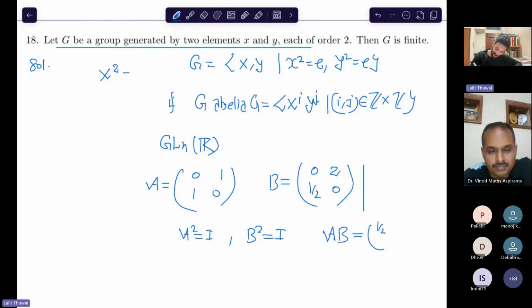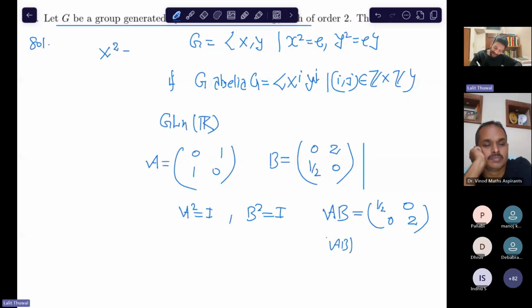So here you see 1 by 2 and then you see here 0 and 0 and 2. It has, I mean, infinite order, right? Do you see? AB to the power n is just the power of the diagonal elements, right? The order of AB is infinite.